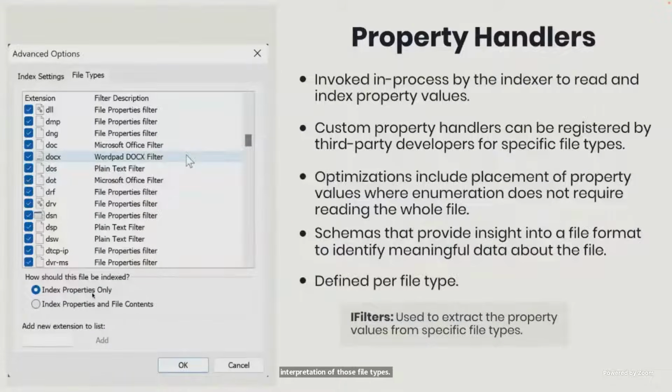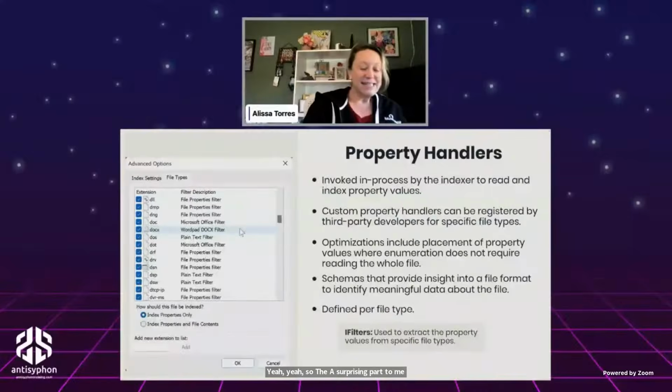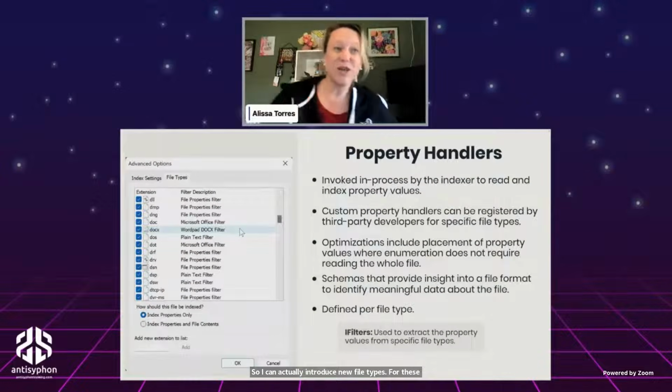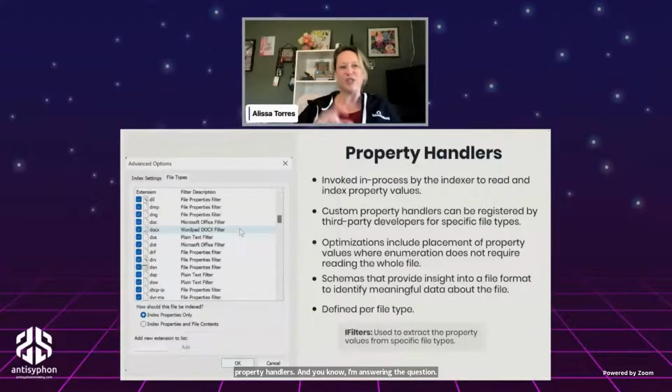Are we going to index the metadata or the properties of these files, or is it going to be properties and file contents? Oh, yeah. So the surprising part to me was, as a developer, I can introduce and register new iFilters. So I can actually introduce new file types, or these property handlers. And I'm answering the question, I'm providing the information for the indexer to then go in and pull metadata and include it in the index.